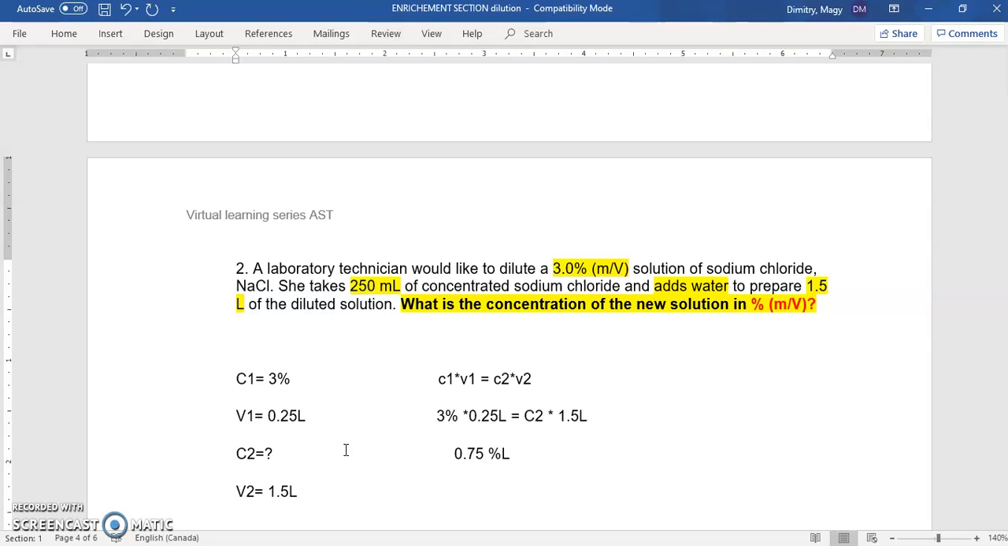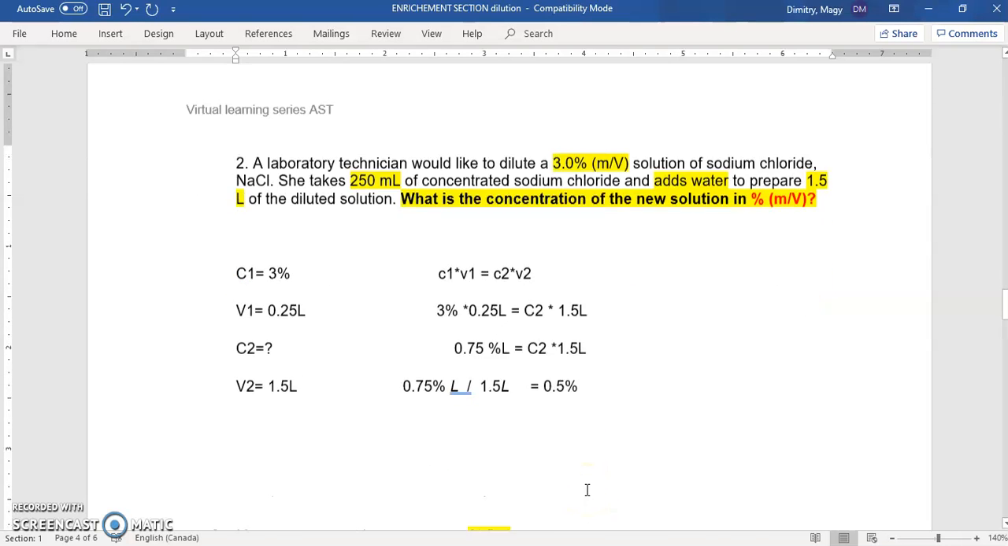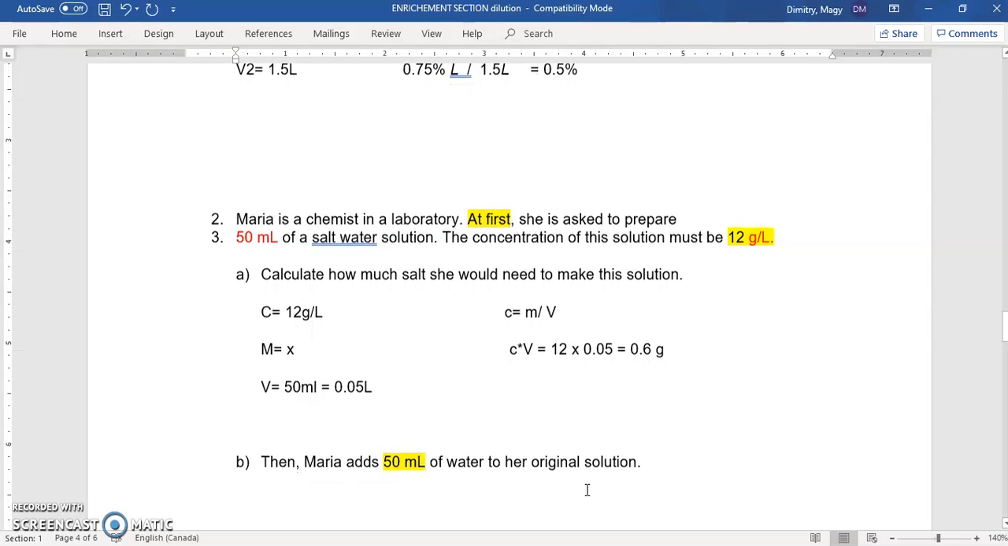0.75 percent liter equals C2 times 1.5 liters. Divide by 1.5, so 0.75 percent liter divided by 1.5 liter. The liters cancel, as you see here. These two cancel, and you end up with 0.75 divided by 1.5 equals 0.5%, because this liter cancels and this liter cancels. You get 0.5%.